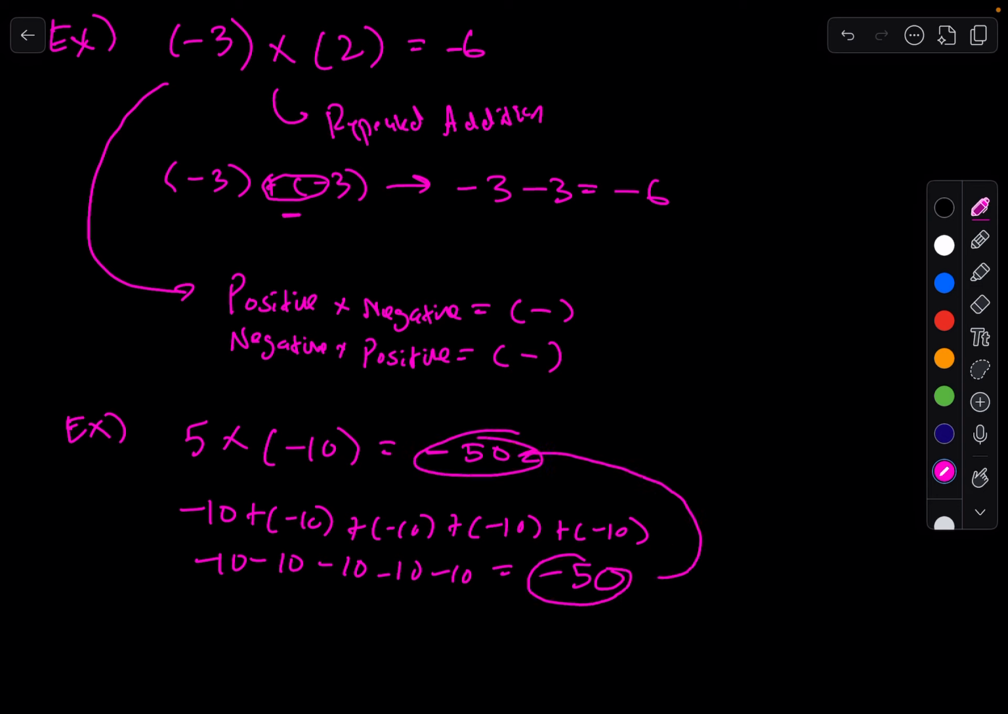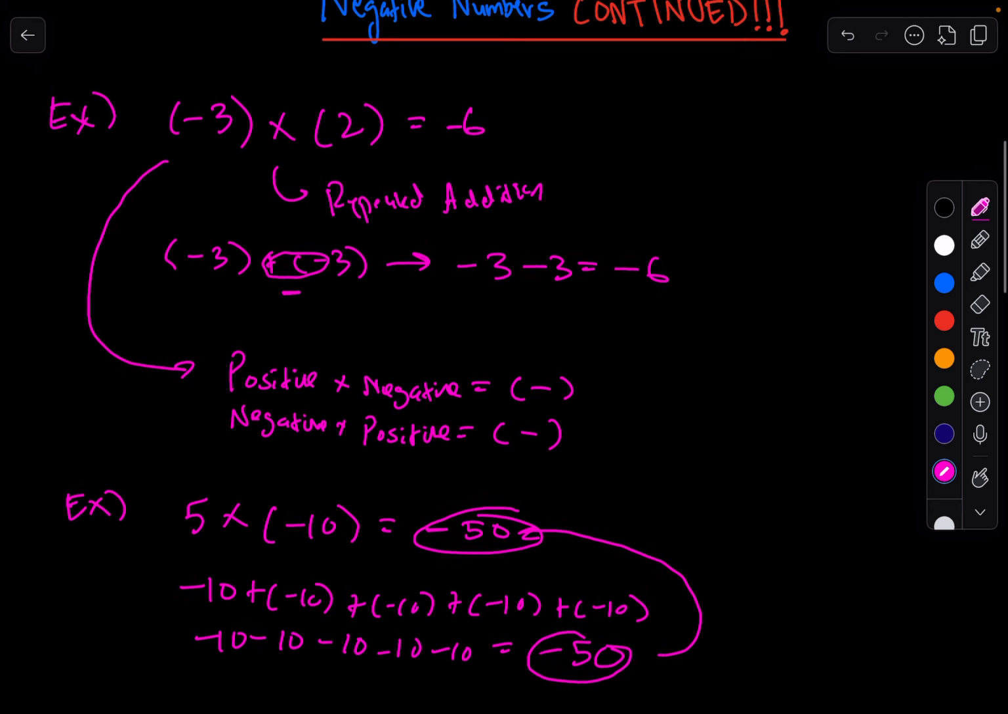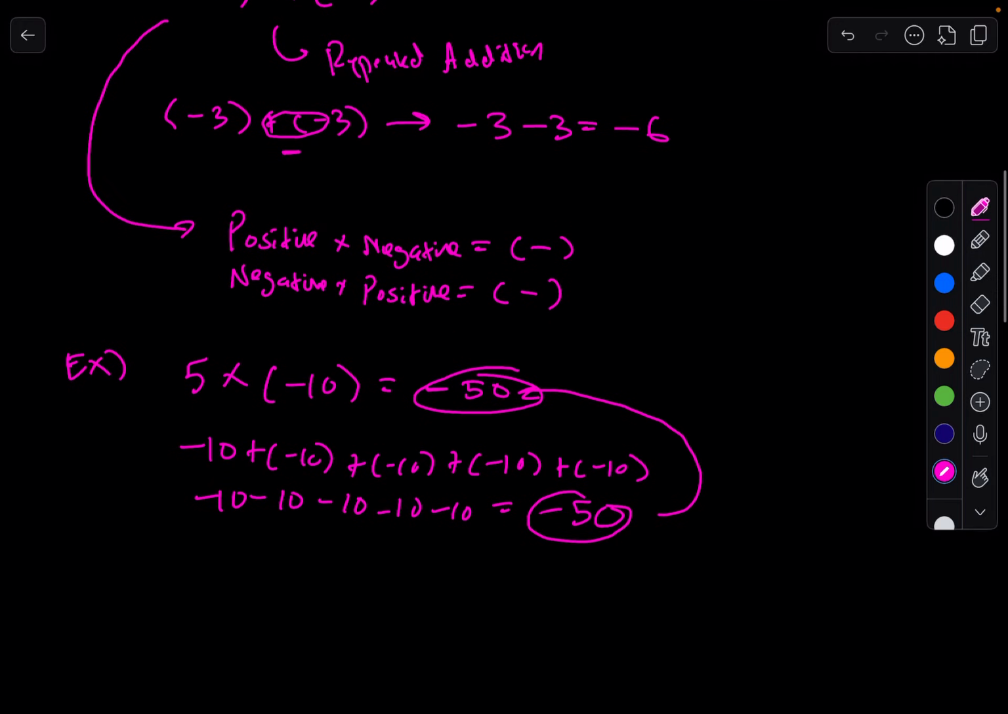And that is why this rule works, and it's the quickest way to do these problems. If the signs are opposite, if we have a positive and negative, or a negative and positive, the signs are opposite. Therefore, the sign will always be negative.